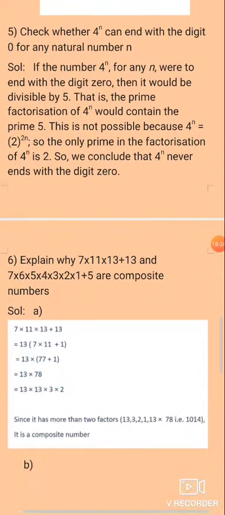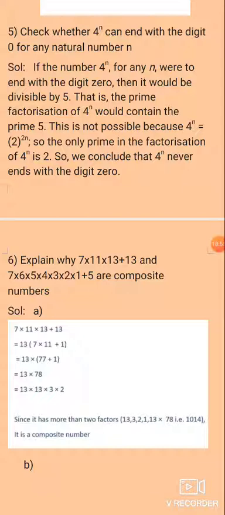Now the next one is also a simple type of question. All the questions from this exercise are simple ones. Explain why 7 into 11 into 13 plus 13, and the second question, 7 into 6 into 5 into 4 into 3 into 2 into 1 plus 5, are composite numbers. We need to check if these two are composite.